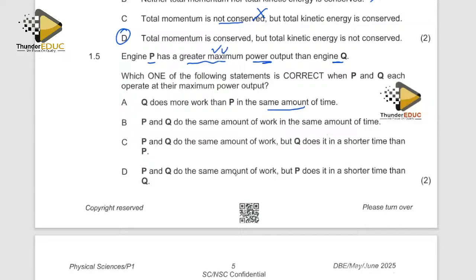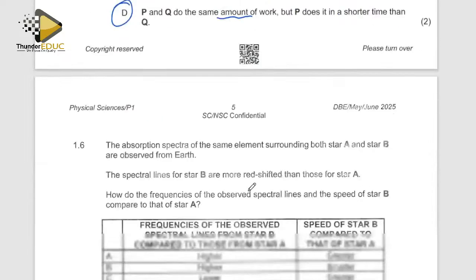Q has a smaller output, so it cannot be. Then we're saying that P and Q do the same amount of work at the same time. This is wrong. P and Q do not do the same work, but Q does it in a short, no, it cannot be a shorter time for Q. It's a shorter time for P. P and Q do the same amount of work, which is correct, but P does it in a shorter time. Option D is the best.